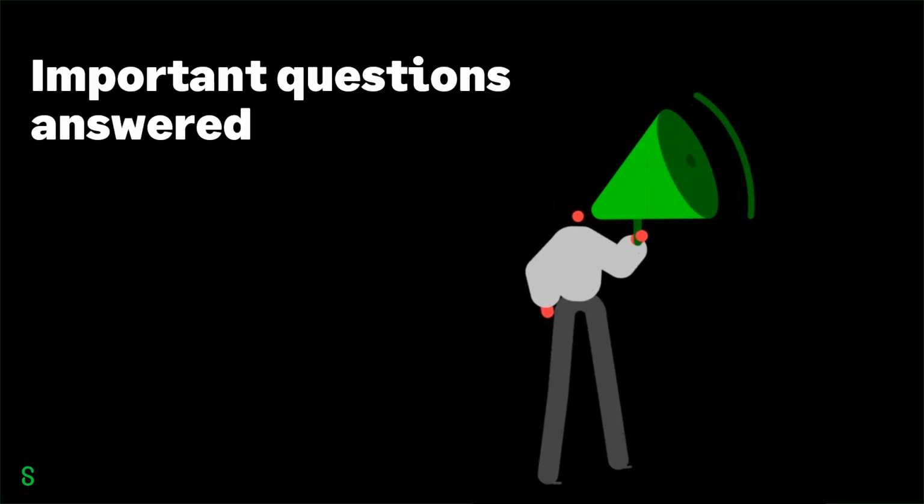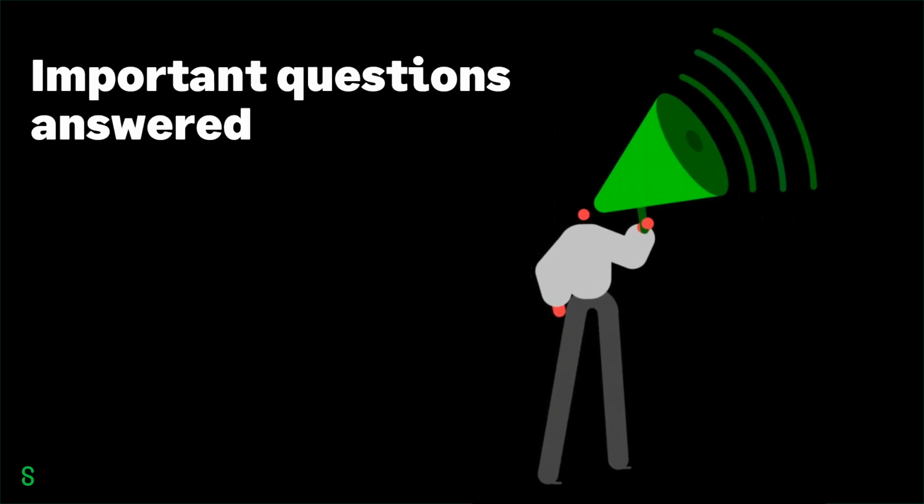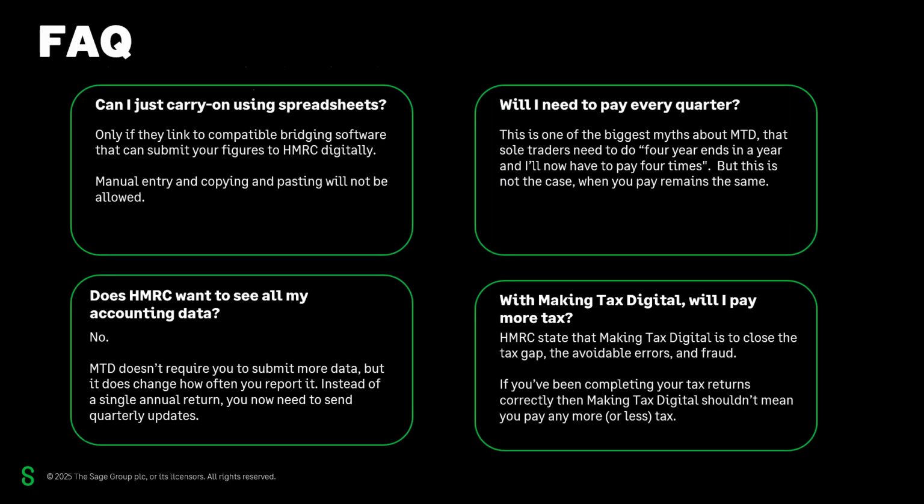Okay, some important questions answered. So I could see questions coming through there about spreadsheets, and you can use spreadsheets, but only if they link to compatible bridging software that can submit your figures to HMRC digitally. So manual entry, copying and pasting is not allowed. So technically, yes, you can use spreadsheets, but it's got to link to compatible bridging software.